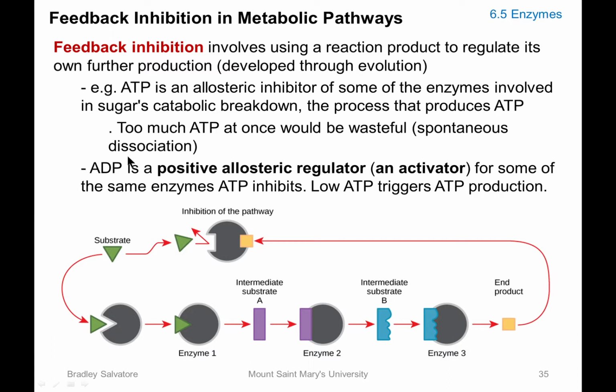Then ADP, when you have a high level of ADP, that signals that you don't have a lot of ATP, meaning you don't have a lot of energy. So ADP can actually act as a positive allosteric regulator, or an activator, for the enzyme that makes more ATP. So high ADP means that the cell has low ATP, and that can trigger ATP production.